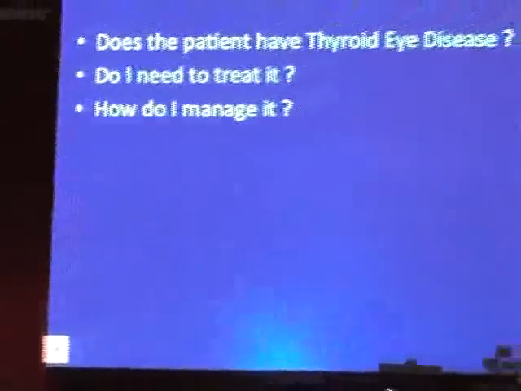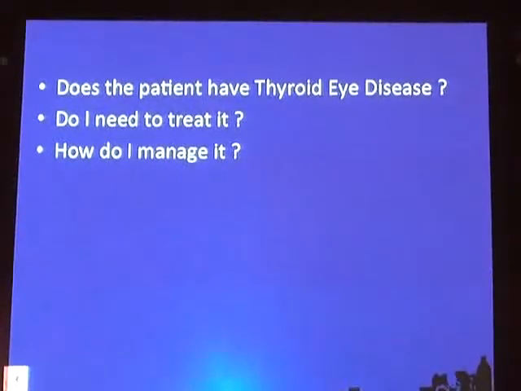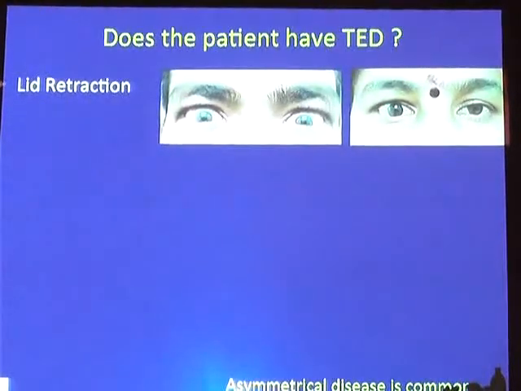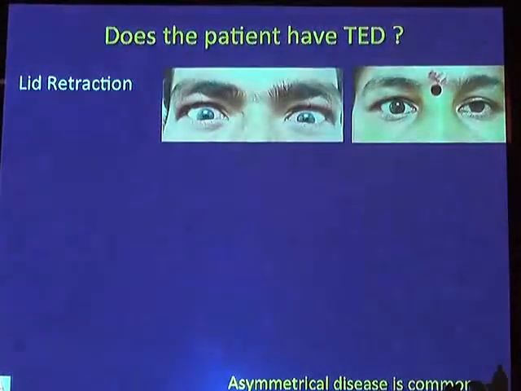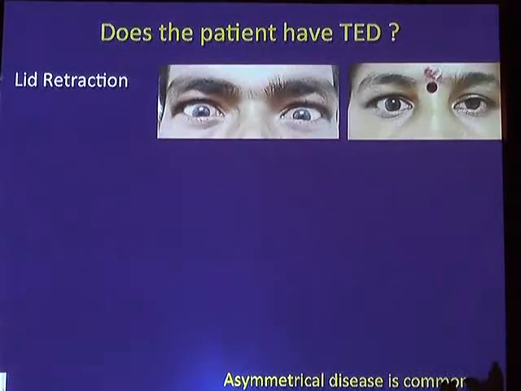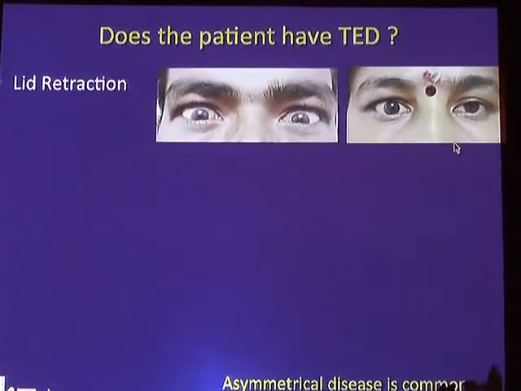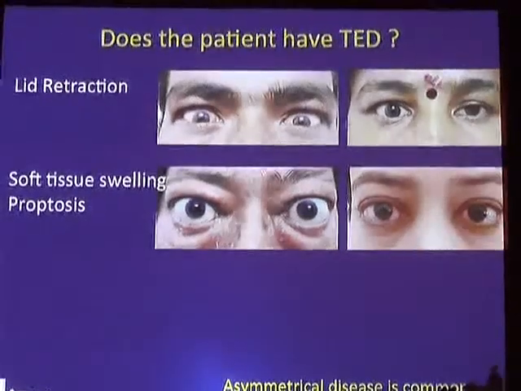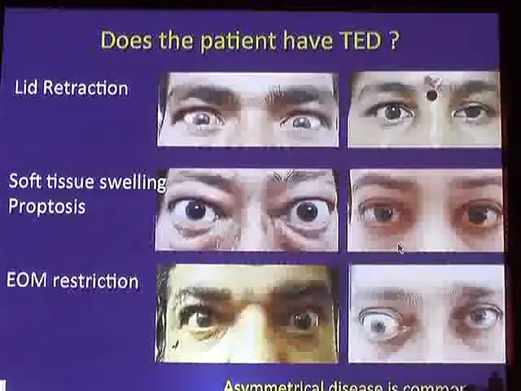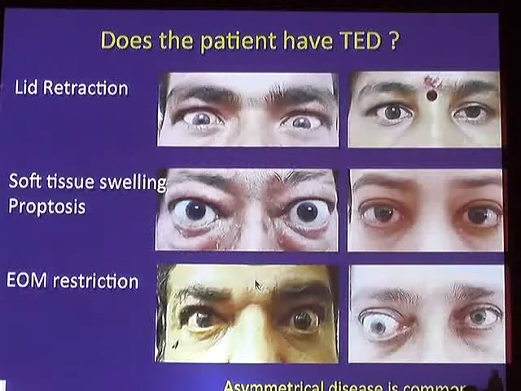So three questions. Does the patient have thyroid eye disease? If it does, then do I really need to treat it, and how do I manage it? So, does the patient have thyroid eye disease? The commonest presentation you get is lid retraction associated with thyroid eye disease in almost over 90% of patients. It can be bilateral or it can just be unilateral, associated with some soft tissue involvement, which can involve the upper lid, the lower lid, proptosis, lower lid retraction, and finally extraocular muscle restriction. It can either be one or a combination of these, and that should always raise a suspicion.